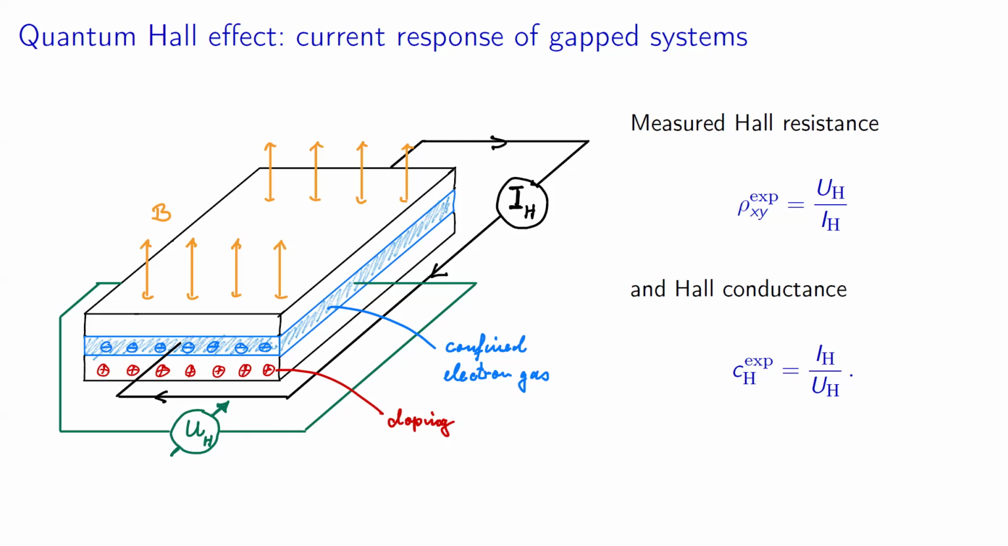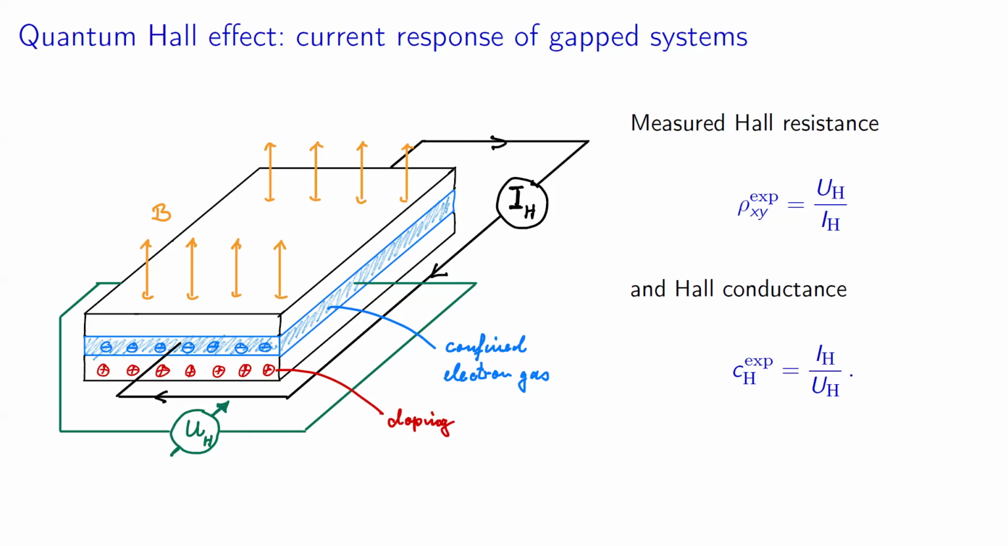And what you measure in the experiment is the Hall resistance, so to say, the quotient of the Hall voltage and the Hall current, or the reciprocal value, which is then called the Hall conductance.